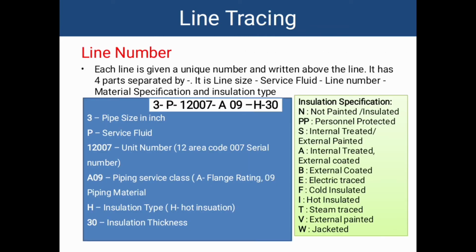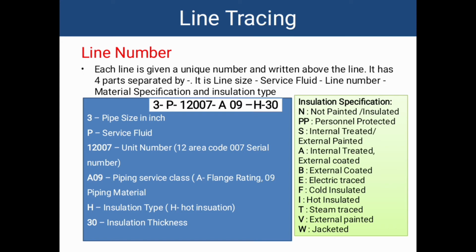So, line tracing. When you start reading the P and ID, you start with the left side. The left side is the entering stream. You take any one pipe, start from the raw material storage, start the raw material pipeline, and note down the number. The line number is given. For example, 3P12007 A09 H30. This is the line number.